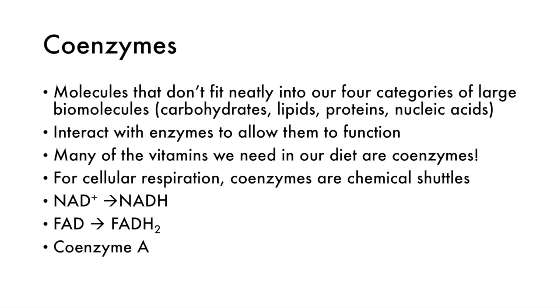And in cellular respiration, coenzymes are important chemical shuttles. In particular, NADH and FADH2 are electron shuttles. They move electrons around. So they start out in the oxidized form without electrons as NAD plus or FAD, and they get reduced when they pick up electrons to form NADH or FADH2. Coenzyme A is another chemical shuttle. It doesn't shuttle electrons, but we're going to see what it does shuttle when we get to talking about the Krebs cycle.